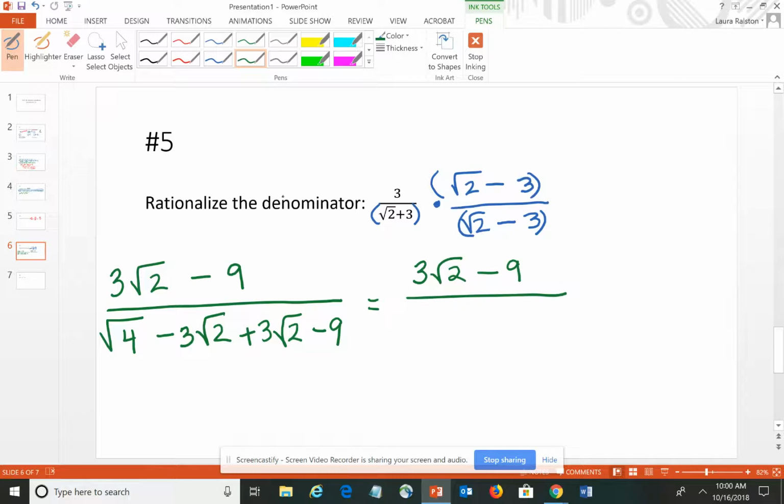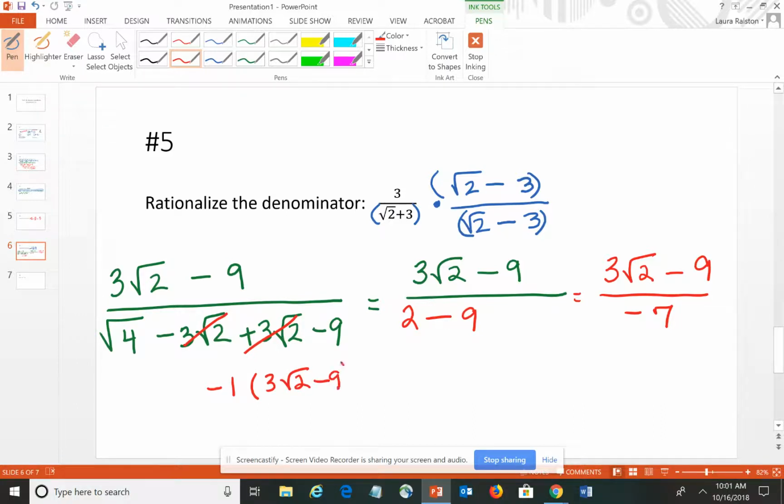In the denominator, I'm going to simplify it just a little bit. Square root of 4 simplifies to 2. Minus 3 square root 2 plus 3 square root 2 zeroes out, and then I have minus 9. So I have 3 square root 2 minus 9 all over negative 7. Now, typically we don't leave the negative in the denominator, so what we would do here is multiply the numerator by negative 1 so that we end up with negative 3 square root 2 plus 9 over 7.